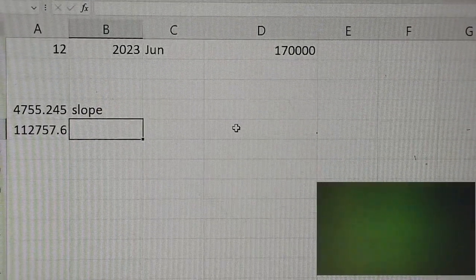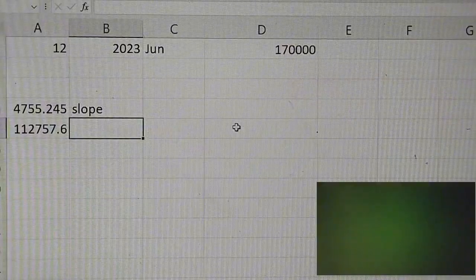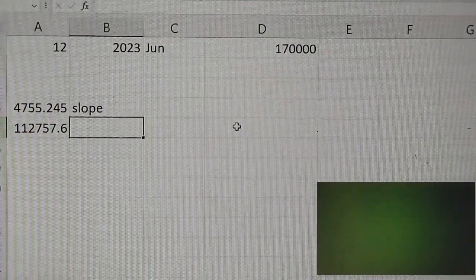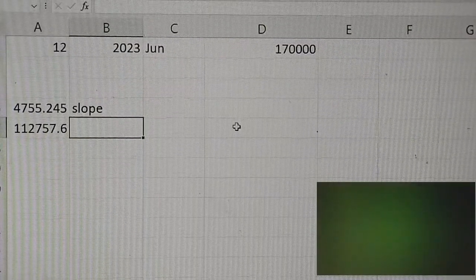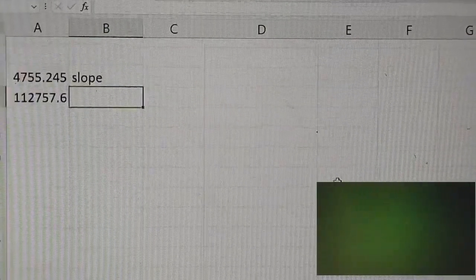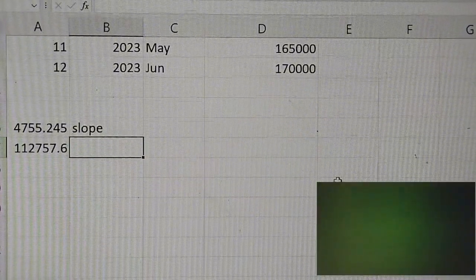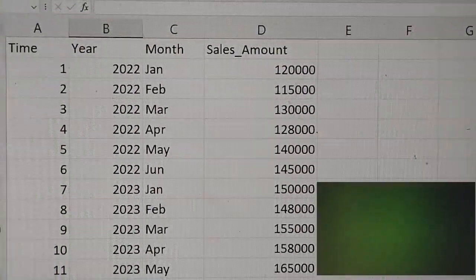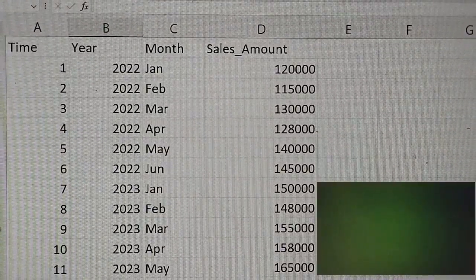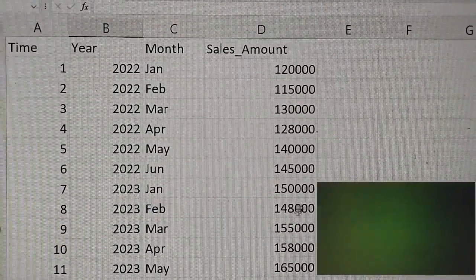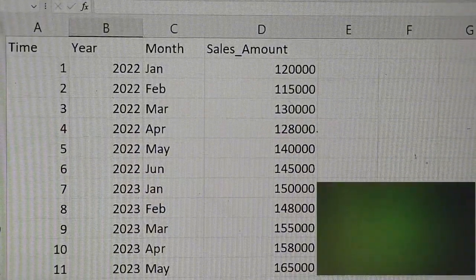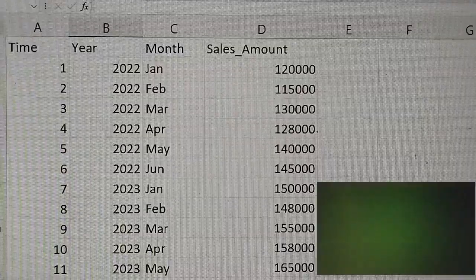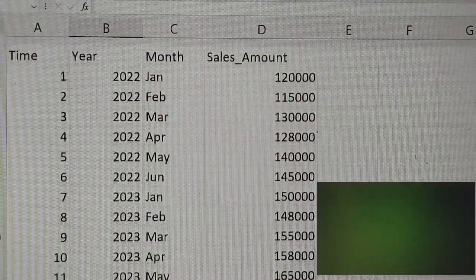The slope is about 4,755 pesos. Sales increase by about 4K every month. If you compare it to the previous sales amount, it is higher than the previous sales amount. It increases roughly by 4,000. So this pattern is a steady increase.